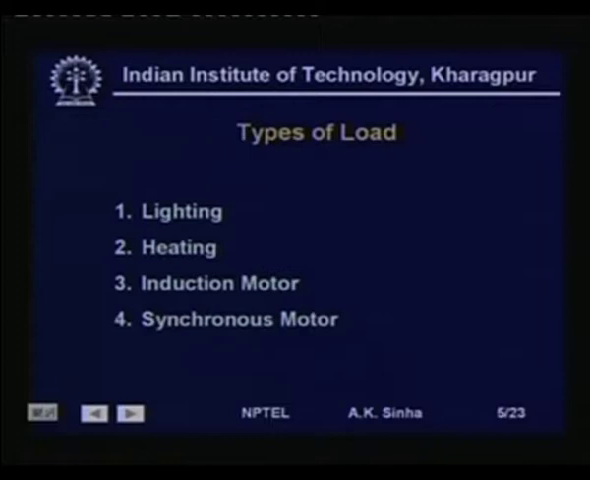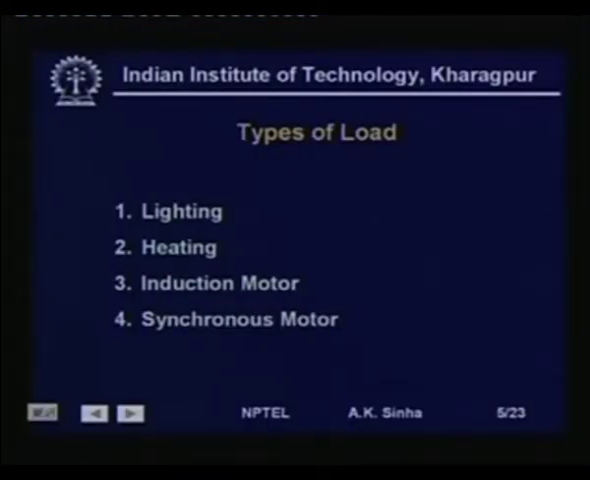Another loading which we have is heating loads, especially in colder regions. We use heating of space, as well as in industry we need a lot of heating. So, we have heating loads, and these heating loads are basically using resistors, and therefore, we have a different kind of loading characteristics for these.